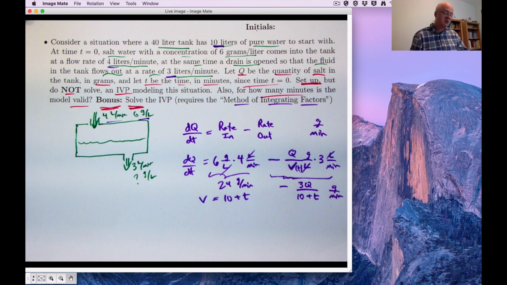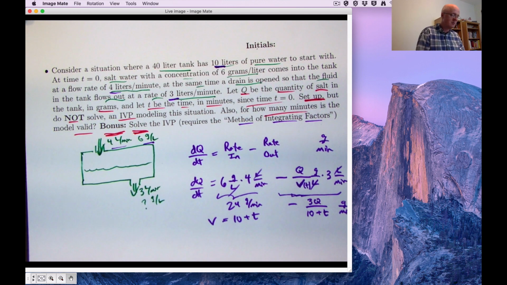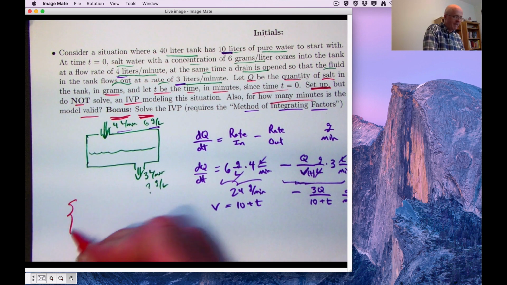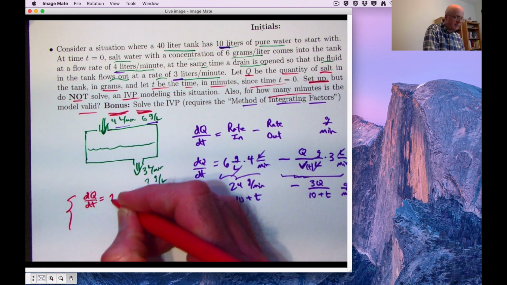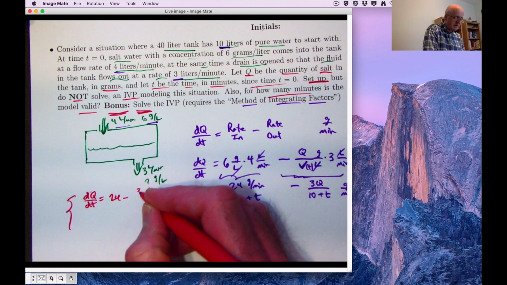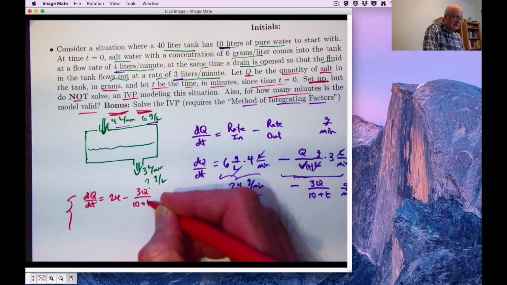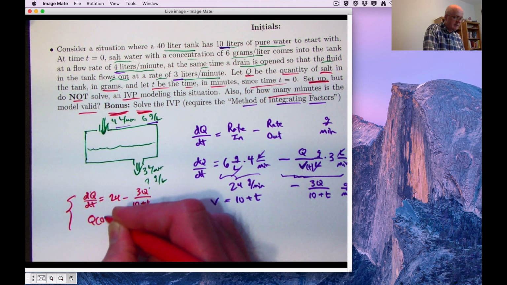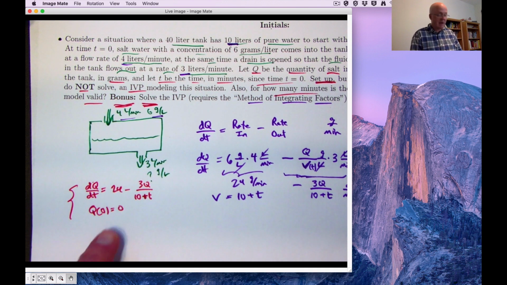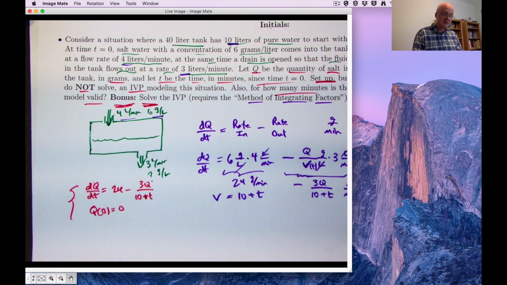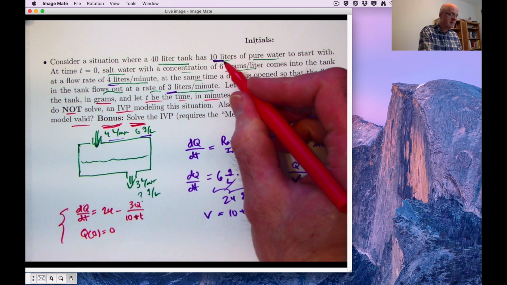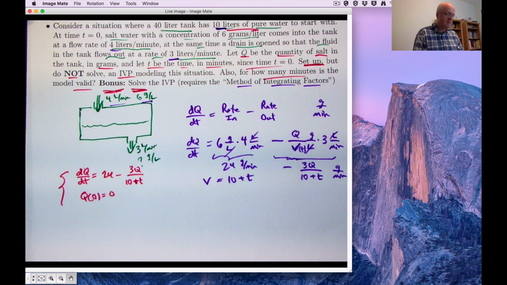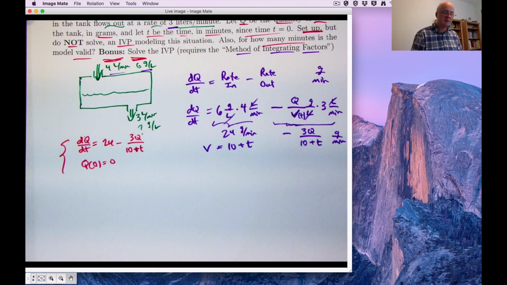So the initial value problem, which for Calc 2 would be the final answer to this problem, consists of the differential equation dQ/dt equals 24 minus 3Q over 10 plus T. There's no salt at time 0, so Q of 0 is 0. It didn't have to be that way. I could have had some salt in there to begin with. I could have given it in grams. I also could have given just the concentration, and you'd have to figure out the grams by knowing the initial amount of volume as well to start with. But to keep it simple, it's pure water to begin with, no salt.